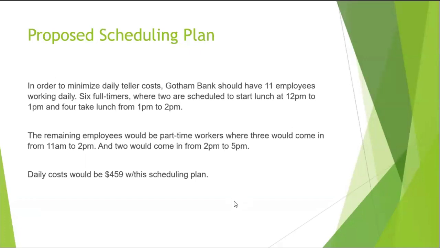In conclusion, in order to minimize the daily teller costs, the Gotham Bank should have 11 total employees working daily. 6 will be full-time workers, where 2 are scheduled to start their lunch at 12, and 4 are scheduled to take their lunch at 1. The remaining employees would be part-time, where 3 would come in at 11 to 2 p.m., and 2 would come in from 2 to 5 p.m. And the daily cost associated with this scheduling plan would be $459. Thank you for your time. That is the end of the presentation.